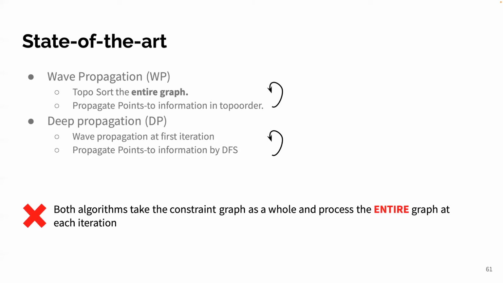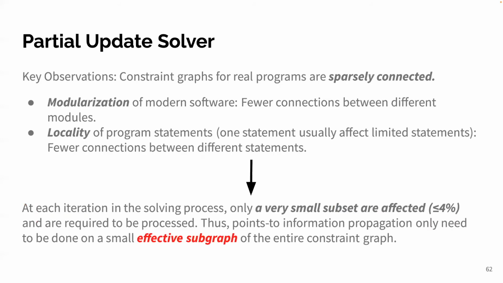So both algorithms actually take the constraint graph as a whole, and they will process the entire graph at each iteration. While we observe that at each iteration in the solving process, only a very small subset of the constraint graph is actually affected by the update from the previous iteration and is required to be processed in the current iteration.